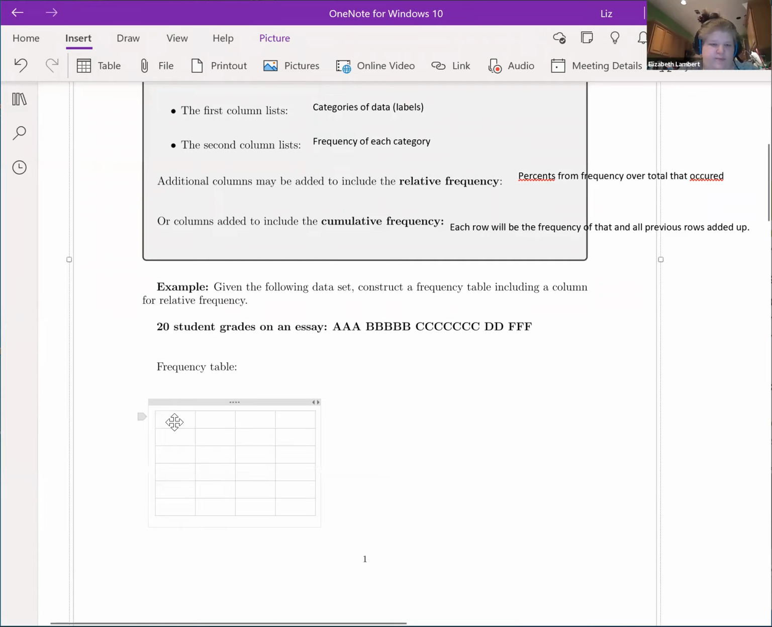All righty, so A's, there are 3. Now here, hold on, let me put the headings. So these are grades, this is the frequency, and then we'll go from there. So A's, there are 3 A's. B's, there are 5 B's. Isn't it nice to type this instead of handwriting?